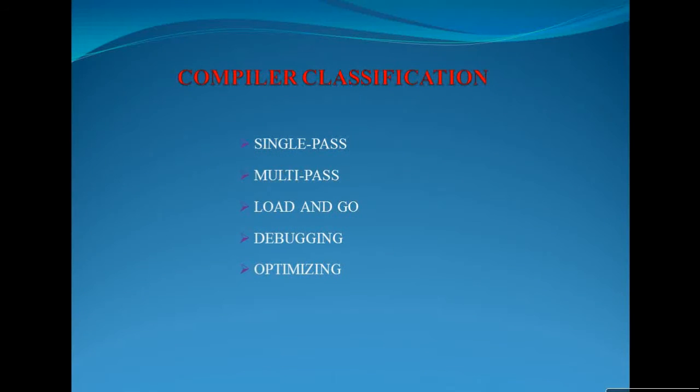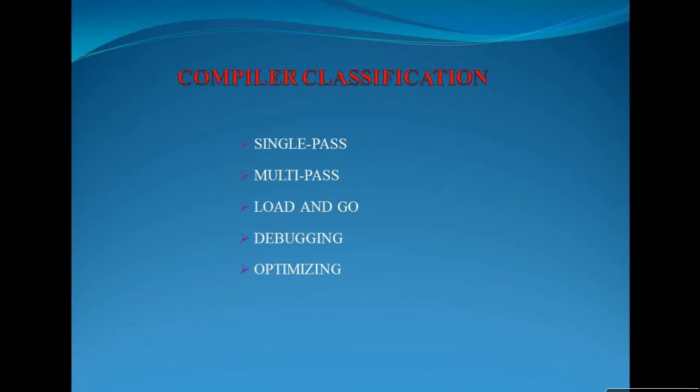So next we will see the classifications of compiler. So the compiler is classified into 5 types. So first one single pass, and second one multi-pass, and third one is load and go, and debugging and optimizing. So single pass, there will be only one pass done during the compilation process, and multiple passes are performed during the process of compilation.